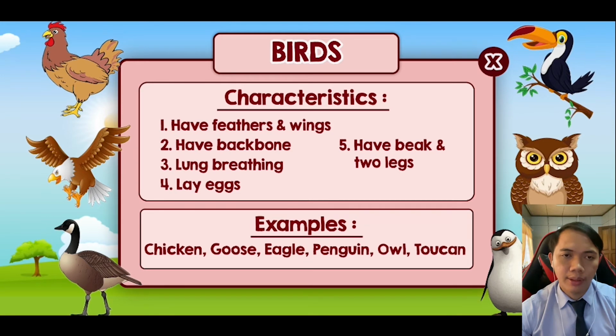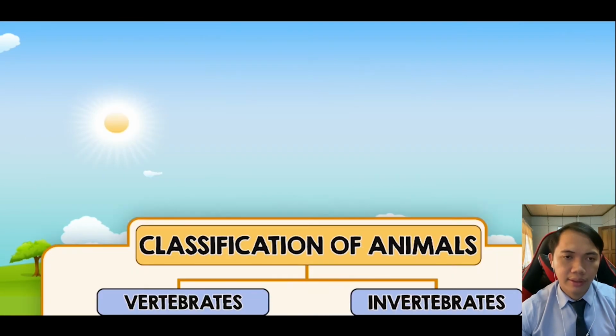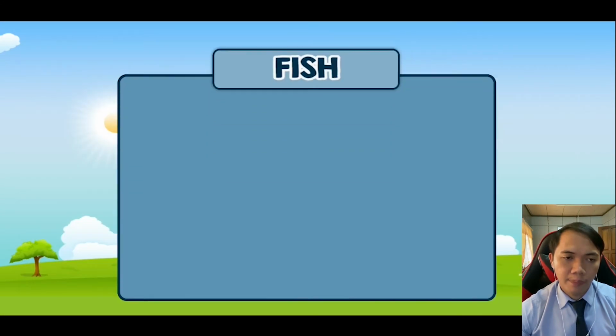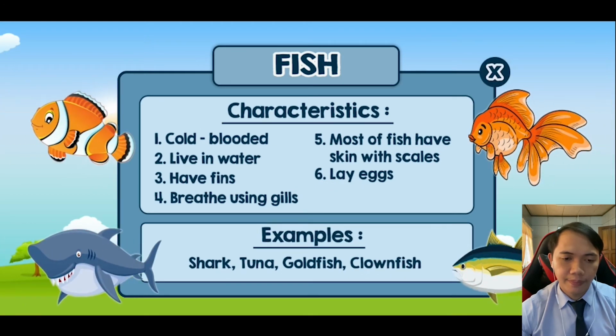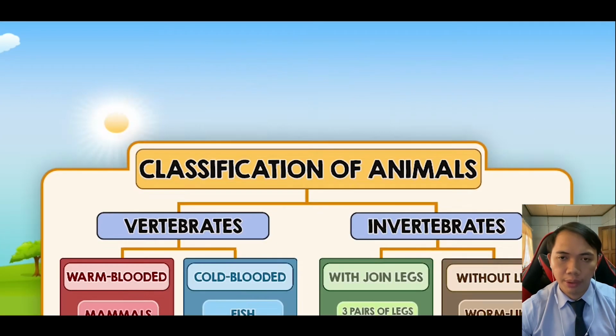This is the bird class page. As you can see, there are images of bird animals on the left and right of the page. There is a characteristic of birds. There is an example of birds. Next, this is the fish page. Okay, back to the knowing animal page.